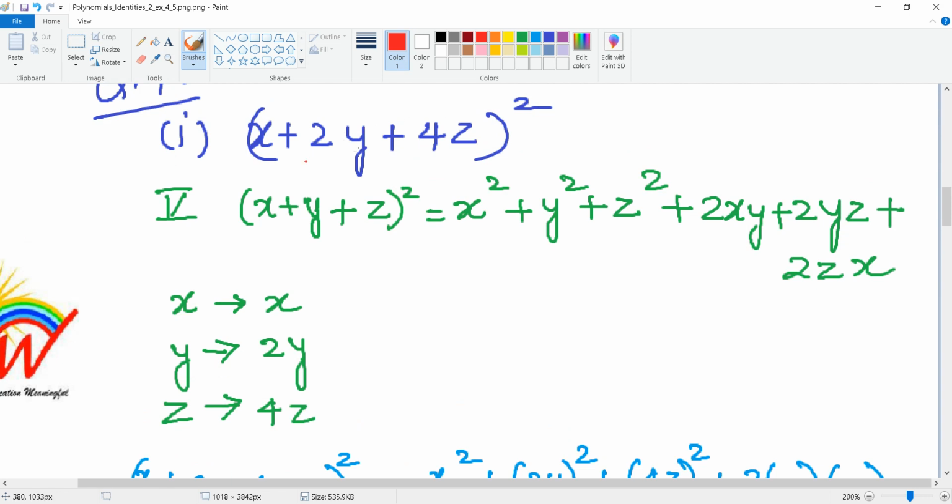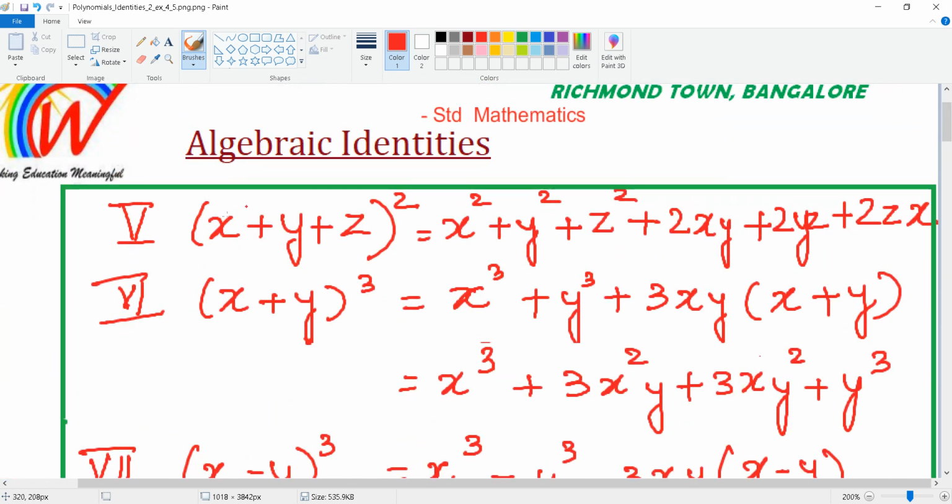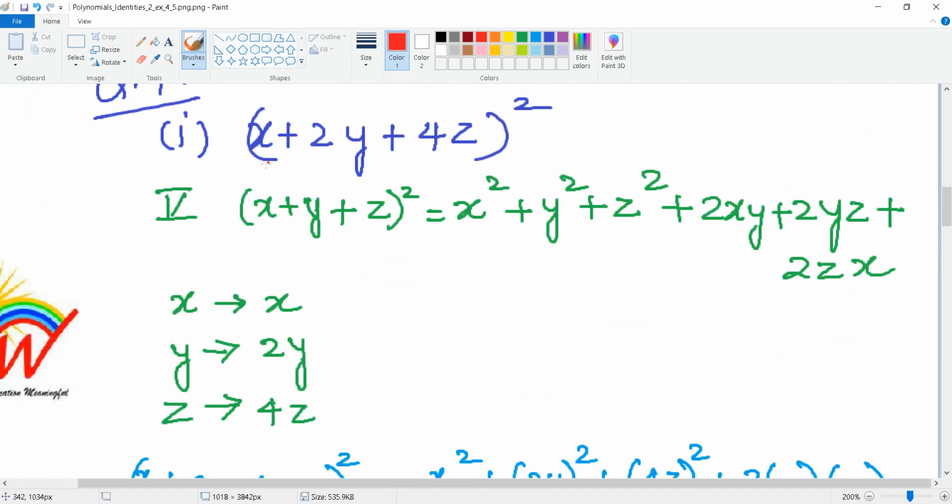So this resembles identity 5. Let's go on top and look at identity 5. Identity 5 is x plus y plus z the whole square, right? So the same way we are going to take this. But here, in place of x you have x itself. In place of y, you have 2y, and in place of z you have 4z, right? So we have to take care of that, all right? So now here your x is x, your y is 2y, and your z is 4z.